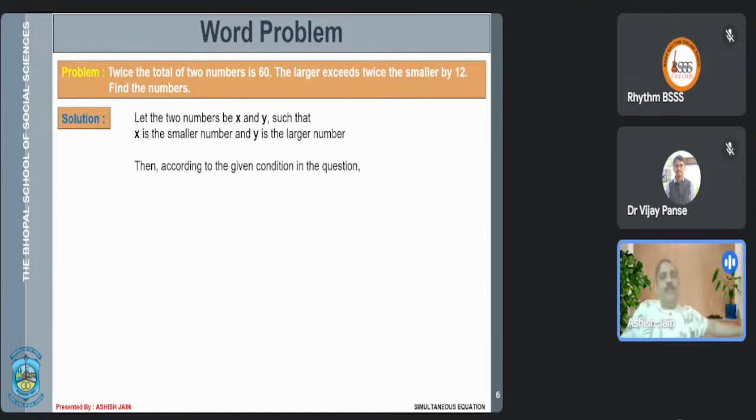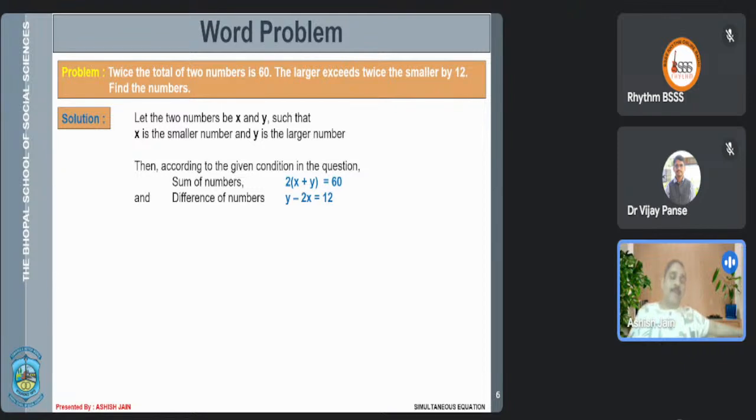Then according to the given condition in the question, the first condition is: twice the total of two numbers is 60. That means the total of two numbers is x plus y, and its twice is twice of x plus y. So twice of x plus y is 60. It implies x plus y is 30.